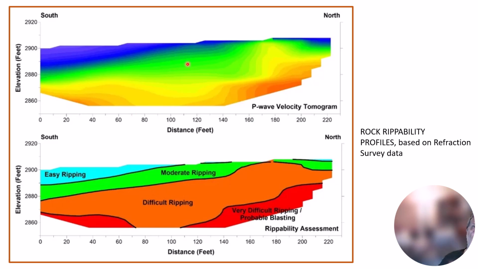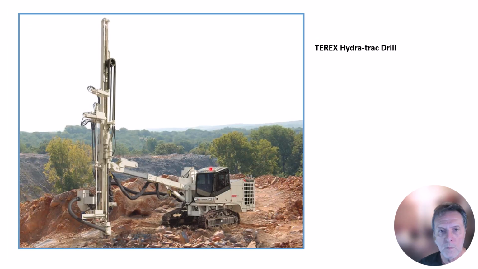So here's a different type of graphic representation called tomography. Difficult ripping, probable blasting, easy ripping near the surface. This is what's called a hydrotrack drill. A hydrotrack drill is used instead of seismic refraction surveys. We use hydrotrack drills, which are air percussion driven type drills with a hammer and hydraulics and air pressure that hammer into the rock at repeated hammer blows, and the rate of penetration, in other words, number of feet per second penetrated by this air-driven rock hammer, gives us a relative density profile.